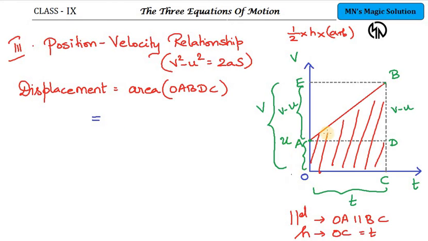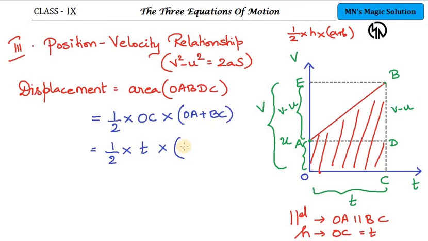So what is the area of the trapezium? It is half into height, with the height taken as OC, so OC into the sum of parallel sides. The sum of parallel sides is OA and BC, so I can say OA plus BC. If you represent it correctly, instead of OC you can write time t, and instead of OA plus BC you can write U plus V, because OA is U, and BC is nothing but equal to OE. What is OE? This entire length V. Okay?